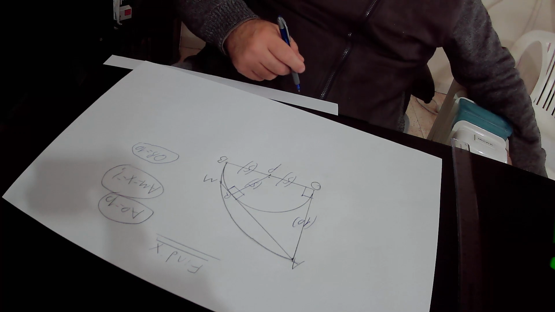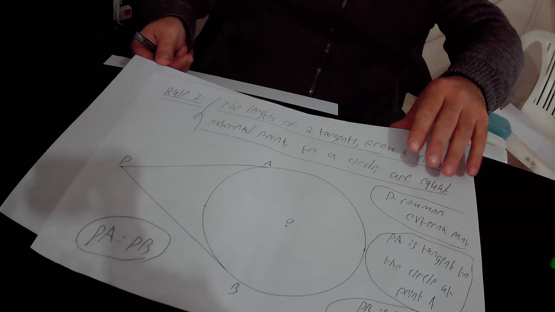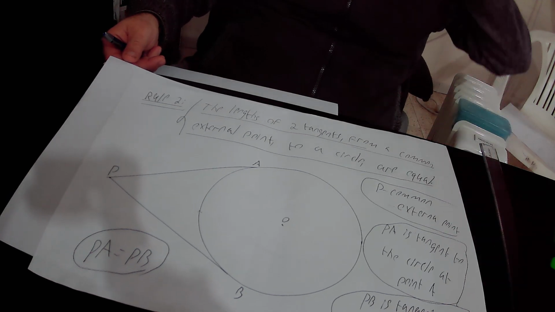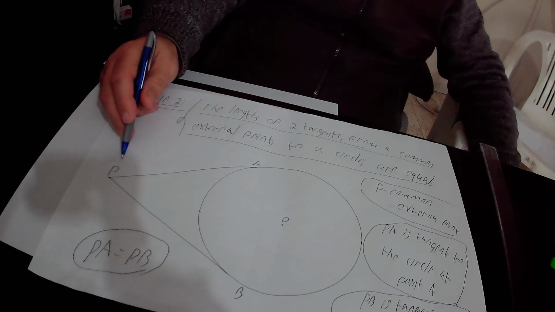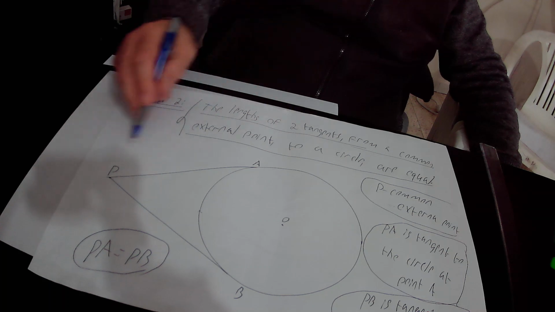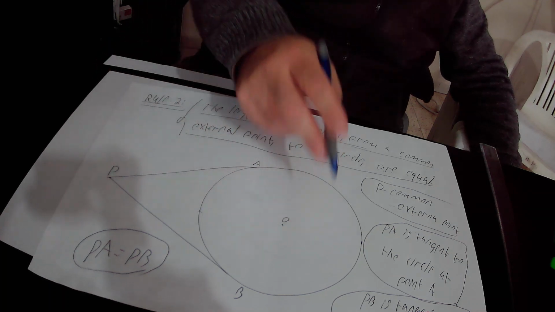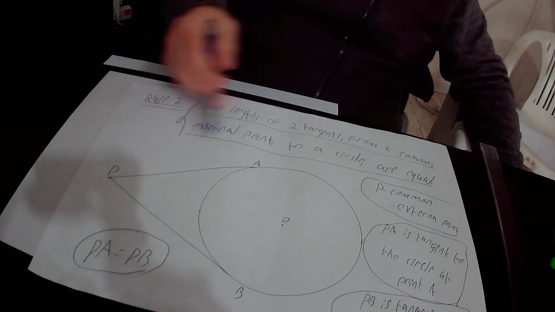We have also rule number 2. According to rule number 2, the lengths of two tangents from a common external point to a circle are equal. We have the common external point P. From the common external point P, we have two tangents to this circle, tangent PA and tangent PB. And according to this rule number 2, they are equal to each other. That is to say, PA equals PB.